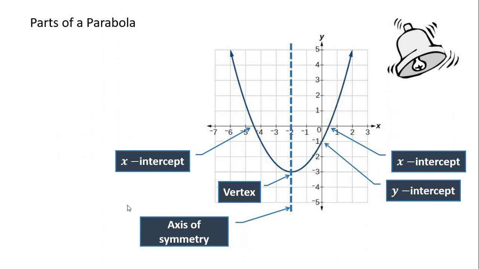We have a y-intercept. And the y-intercept is where it crosses the y-axis. So here, as you can see, we have one y-intercept, and that is usually the case. Our next video will go more into detail.